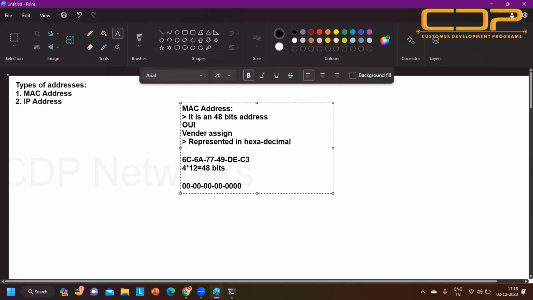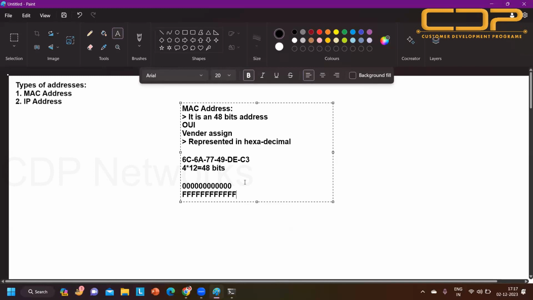Notation can be like this also. There are now 3 fields, and each field is separated with a dash. Or here we can remove the dash also. All are the same. There is no difference between this MAC address and the previous MAC address. And the largest MAC address will be what? 12 times F: 1, 2, 3, 4, 5, 6, 7, 8, 9, 10, 11, 12. This is the largest MAC address.